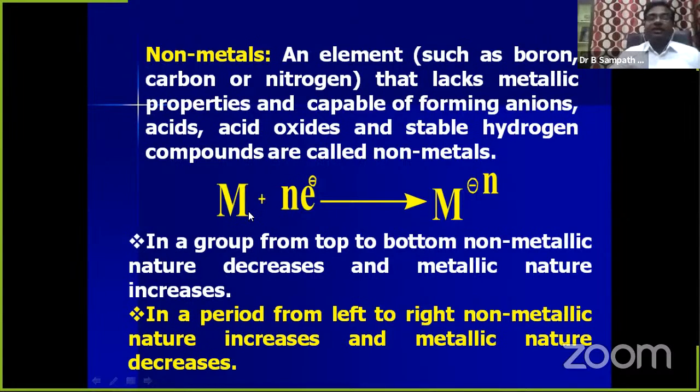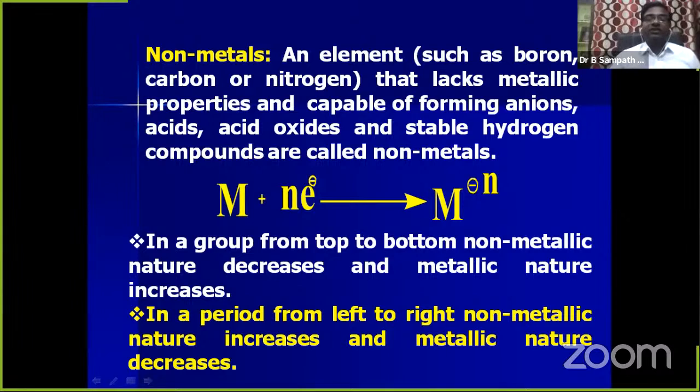Here, the non-metal takes electrons and is converted into anions. So in a group from top to bottom, non-metallic nature decreases and metallic nature increases. So what happens, children? In a group from top to bottom, non-metallic nature decreases and metallic nature increases. In a period from left to right, non-metallic nature increases and metallic nature decreases.